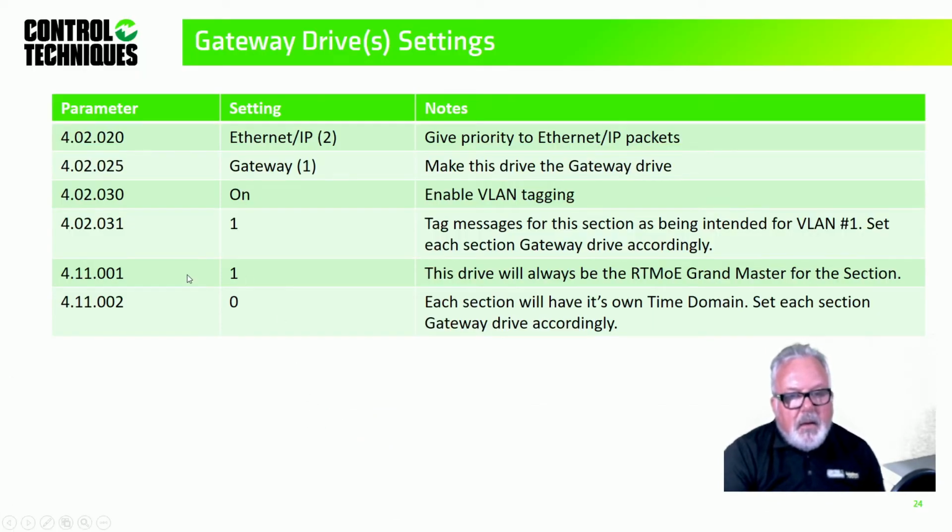So the thing here is this is the gateway drive now. So I am nominating that this drive is always going to be the grandmaster by setting this parameter, menu 11 parameter 1 to 1. Doing so means that the arbitration process that would emanate from this drive will never occur. This drive is going to be nominated to be the RTMoE grandmaster for the section.